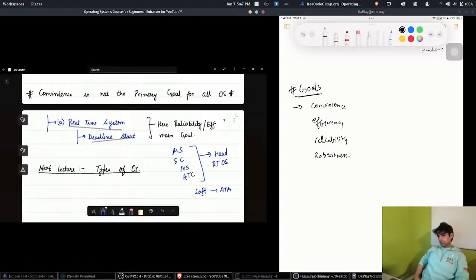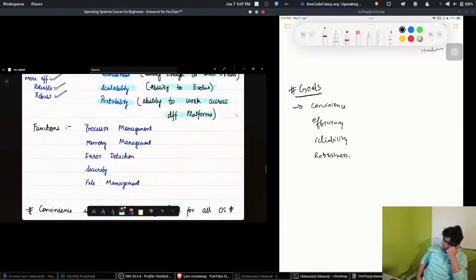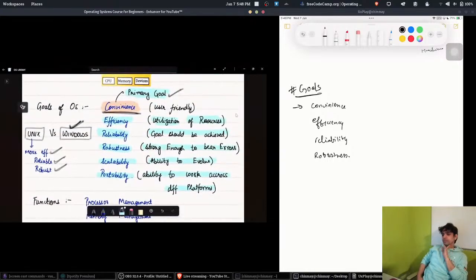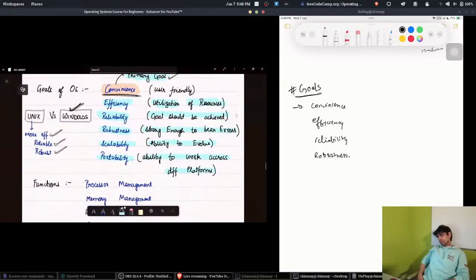So in these cases, the main goal is reliability or efficiency. In missile control, satellite control, nuclear systems, and air traffic control, efficiency and reliability are the main goals. Here convenience does not matter. So it depends from operating system to operating system which is its primary goal, either convenience, efficiency, reliability, and so on.